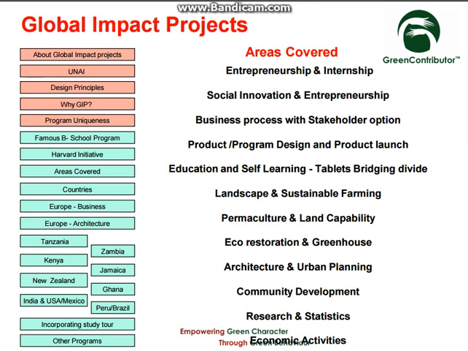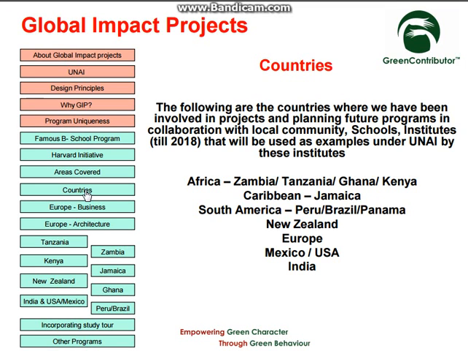In this part two, we would now touch upon some of the areas that are covered for students in business and architecture, where they could take part in our programs in different parts of the world. We are also touching on some of the countries where these programs have already been done, as well as some of the future programs. Especially, we cover our programs in Europe, and we listed some of the countries here: Tanzania, Zambia, Kenya, Jamaica, New Zealand, India, USA, Mexico, Peru, Brazil.